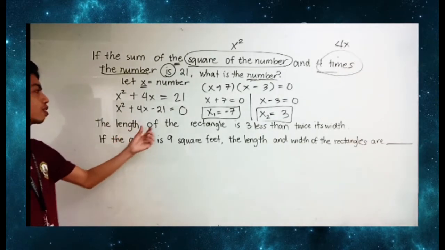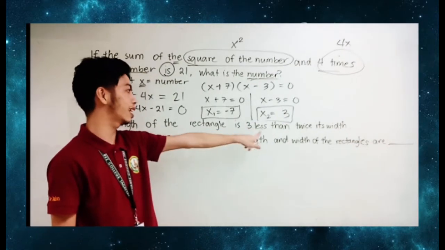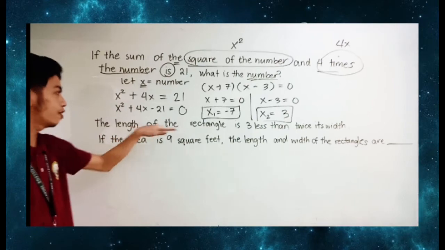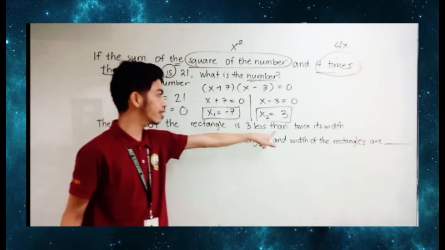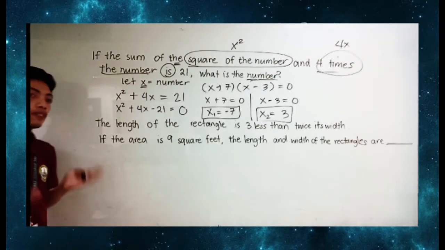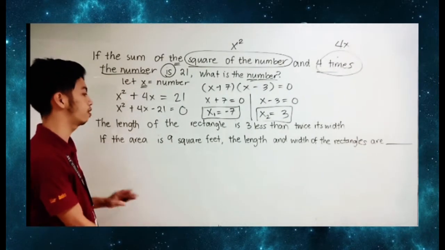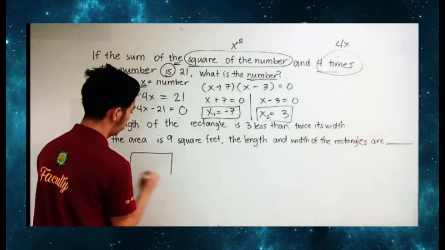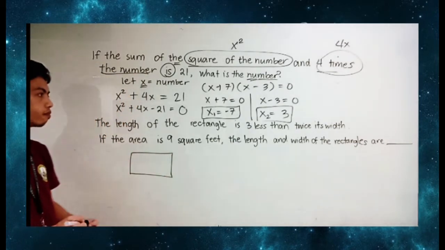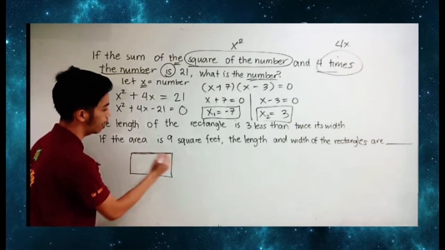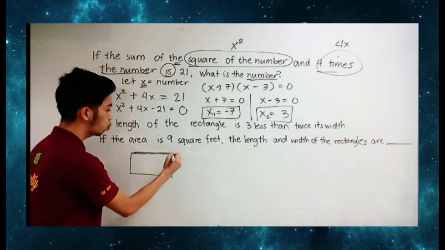The length of the rectangle is 3 less than twice its width. Again, the length of the rectangle is 3 less than twice its width. Okay, so paano natin siya i-visualize? Paano natin siya i-solve? Kailangan natin mag-drawing ng isang rectangle. Okay, so this is a rectangle. Ang sabi, di ba ito yung length? Yung haba. Tapos yung kapal, ito yung width.